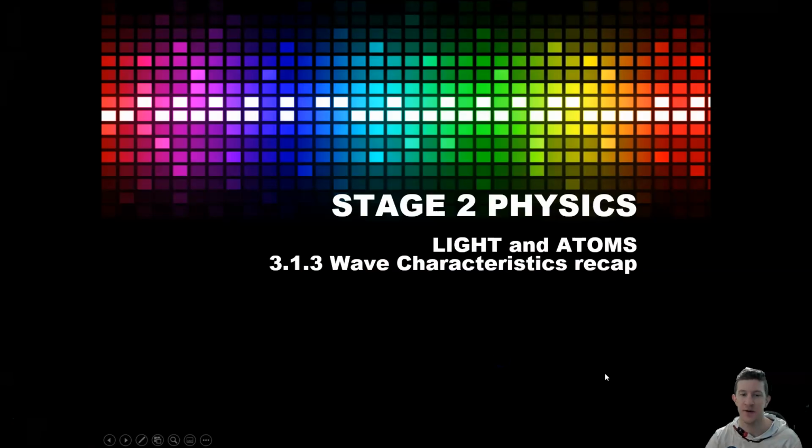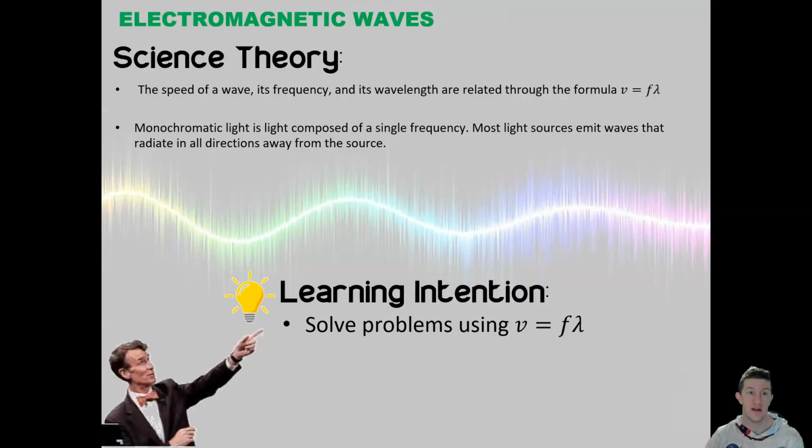Welcome back. In this video, we're looking at wave characteristics. Again, a lot of this is going to be a recap from last year, but it's really important that we understand it. In particular, we're going to look at the wave equation. The science theory is linking the speed, frequency, and wavelength of a wave through v equals f lambda, and understanding what we mean by monochromatic light. The learning intention is to solve problems using the v equals f lambda wave equation.